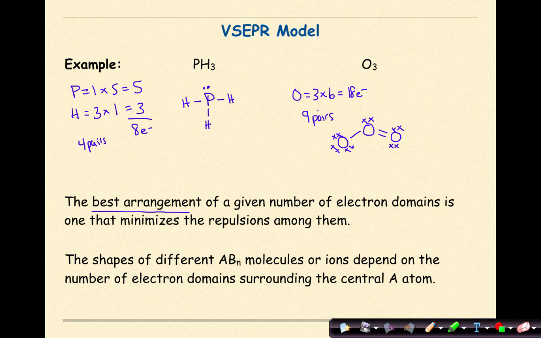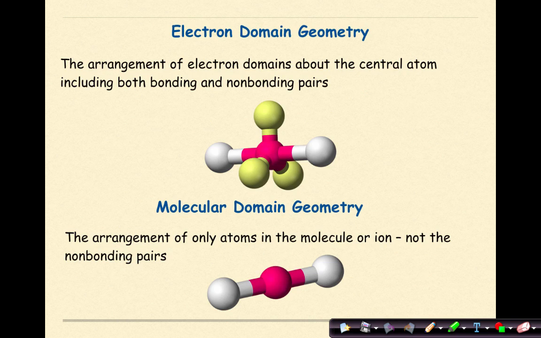The best arrangement of a given number of electron domains is one that minimizes the repulsion among them. The shapes of different ABN molecules or ions depend on the number of electron domains surrounding the central A atom. Electron domain geometry is the arrangement of the electron domains about the central atom, including both bonding and non-bonding pairs.